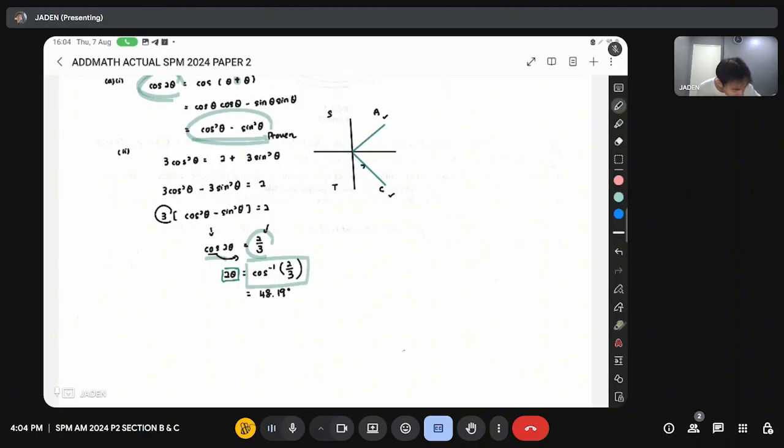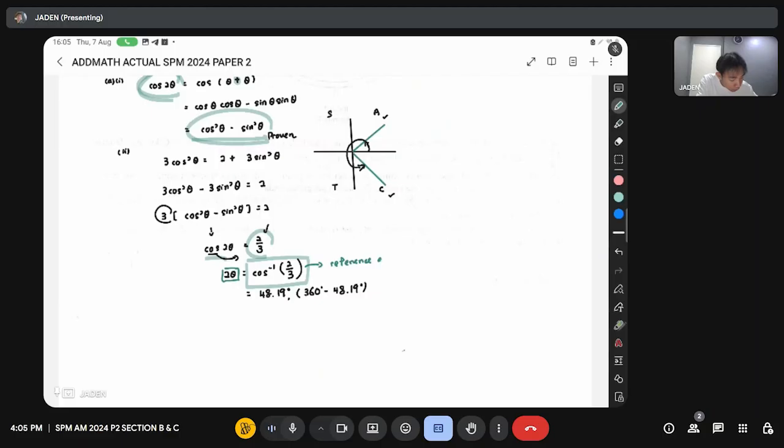We'll start from here to the first line here, which is 48.19. The second answer will be all the way to your second line. So to get the second line, that theta, you can find it by 360 take away 48.19. But why do I know that this is minus 48.19? Because whatever that you get here in your calculator is the reference angle.